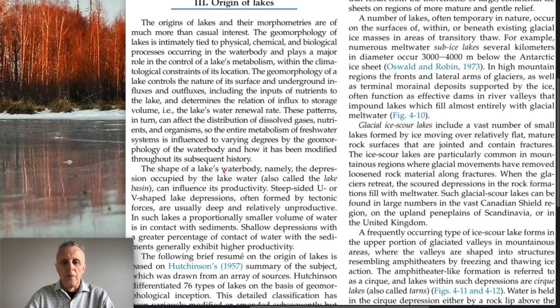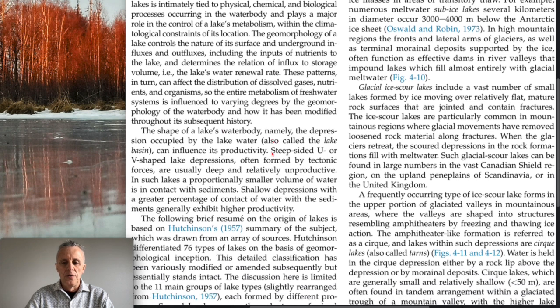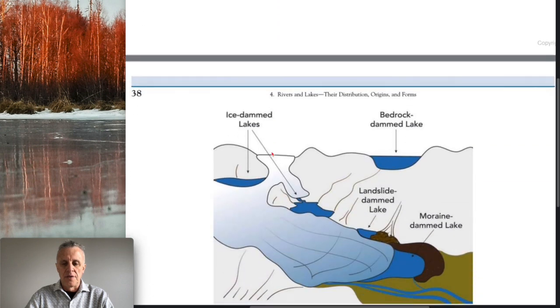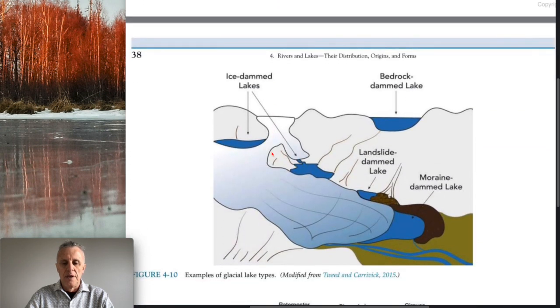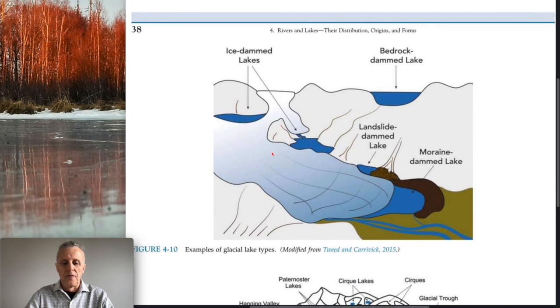Good day, everyone. We are reviewing Wetzel's Limnology textbook, edition number 4, chapter 4, and we are in subchapter 3, Origin of Lakes. But before we get into this section, let's look at some of the figures included in that section. The first one is figure 4-10, example of glacial lake types. It highlights in a drawing format the different glacial lake types that we have.